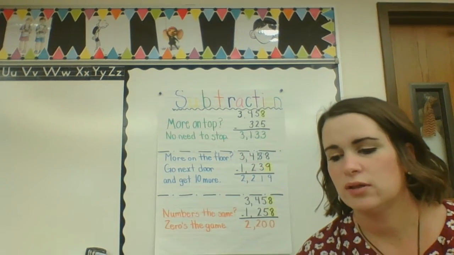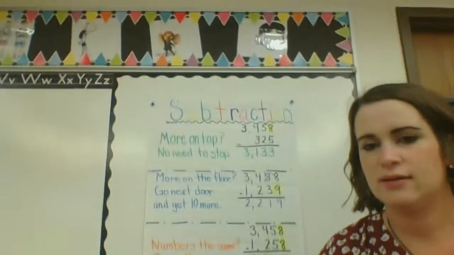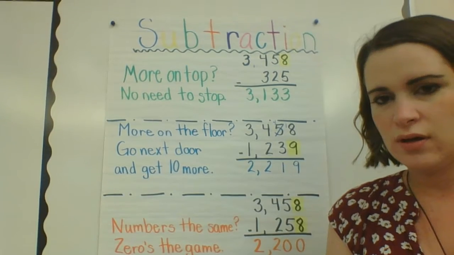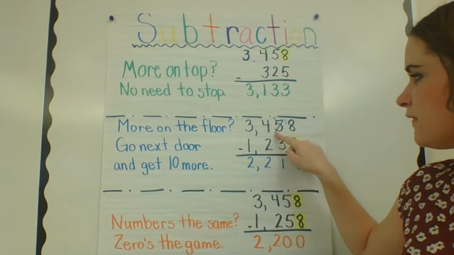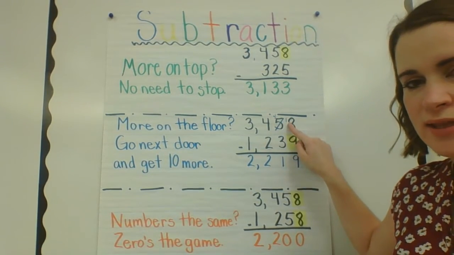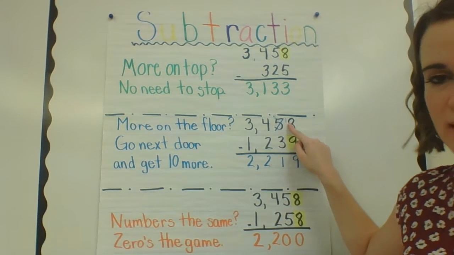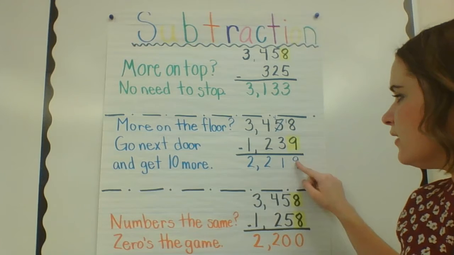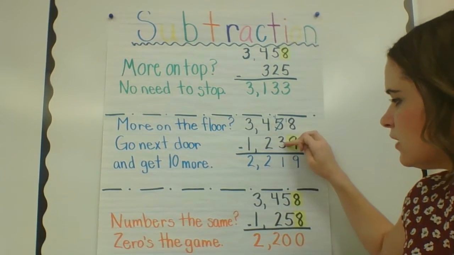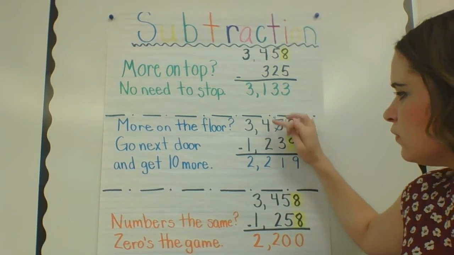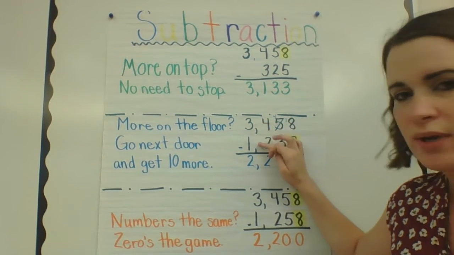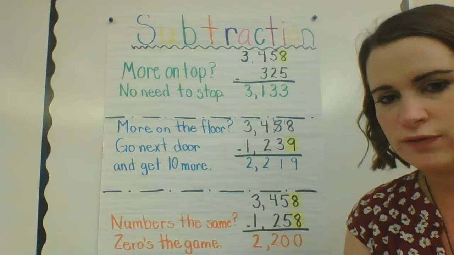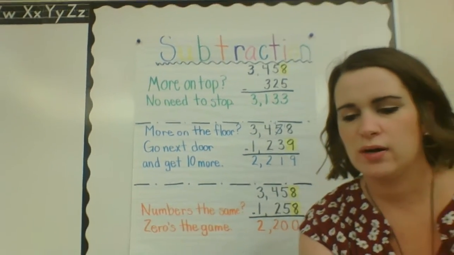Let me get a little bit closer so you can see that. Okay, so you can see how I crossed out the 5 there, put a 4, and then this 8 became 18. Now I can take 18 minus 9, and that equals 9. And I'll keep going. 4 minus 3 is 1, 4 minus 2 is 2, and 3 minus 1 is 2. Okay, so if you have more on the floor, you need to go next door and get 10 more.